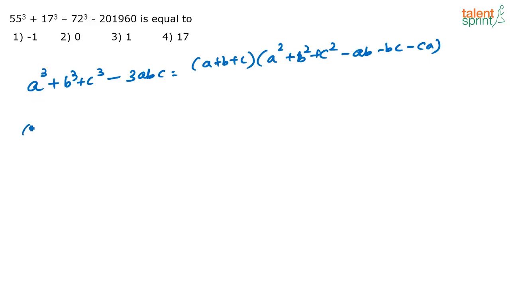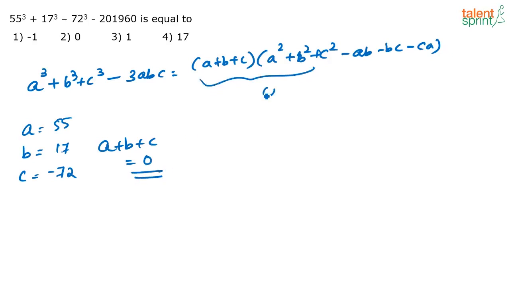So if you just put these values in this identity, you will get the answer easily. Here I take a is equal to 55, b is equal to 17 and c is equal to minus 72. When I add all these three, I get a plus b plus c equal to 55 plus 17, that is 72, minus 72, which is equal to 0. So the right hand side of this equation becomes 0. So 55 cube plus 17 cube minus 72 cube minus 3abc, when you solve that, the answer is going to be 0.